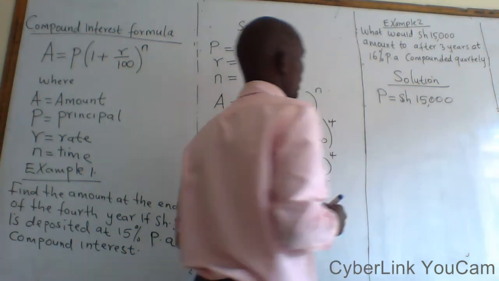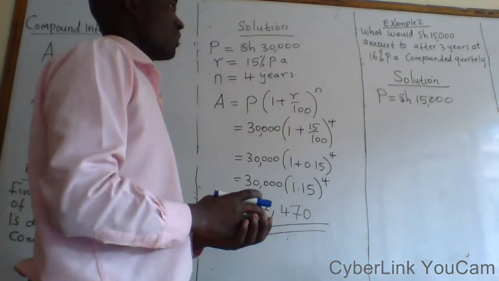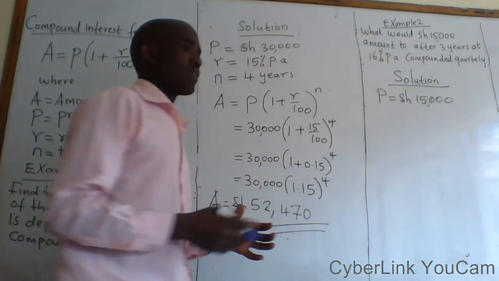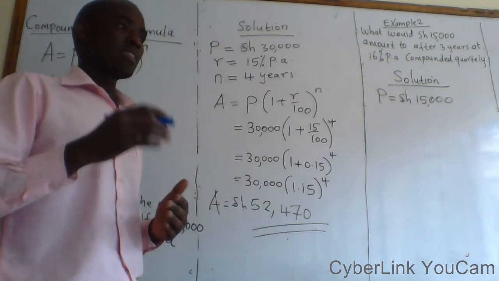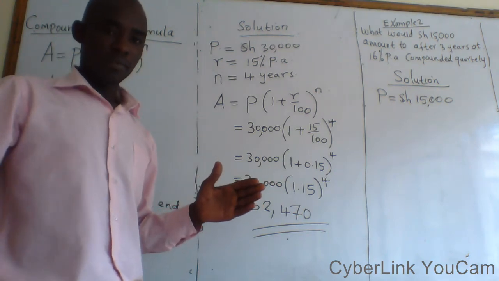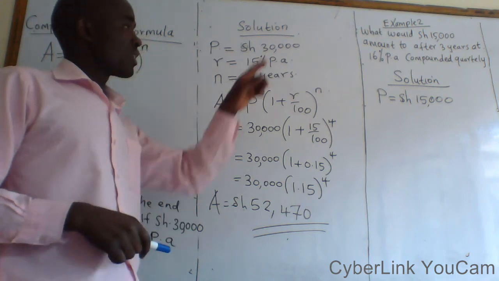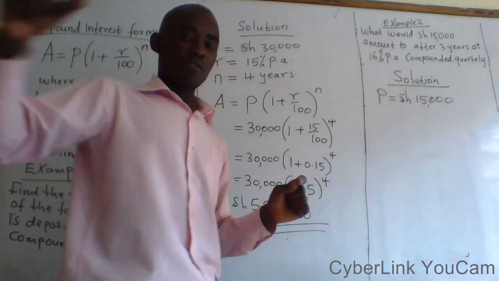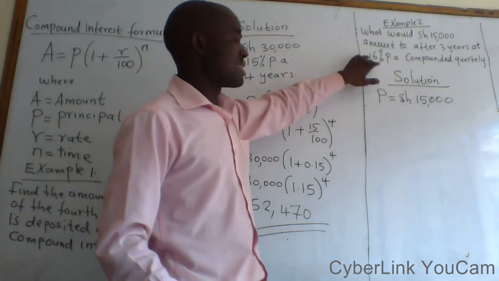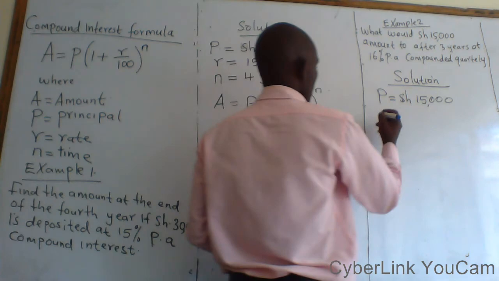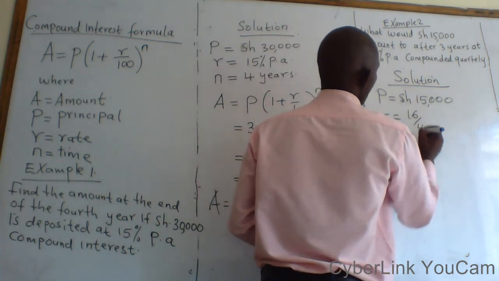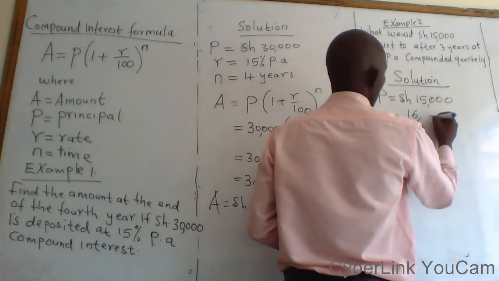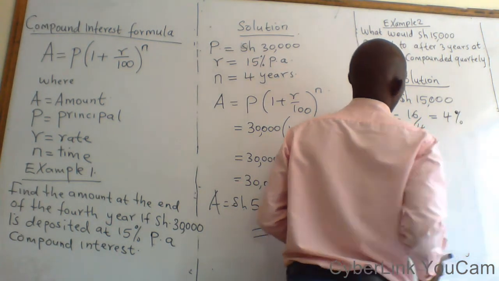We have also been given some other things that I want us to agree on. Remember, the rate is per annum, but we want to compound it quarterly. What does the word quarterly mean? In a year, you are going to take this interest 4 times, once a quarter. So the rate we have been given here is for the whole year. Because we have 4 quarters in a year, we are going to divide this rate by 4, meaning the rate will be equal to 16 divided by 4, which gives you 4%.